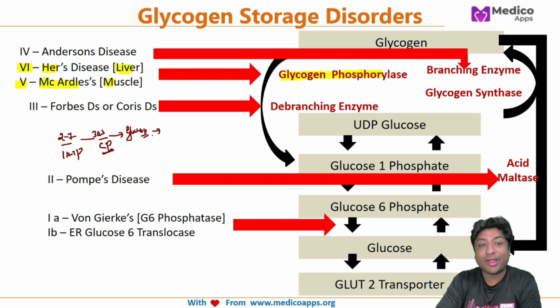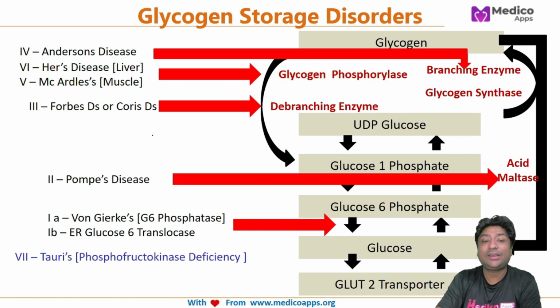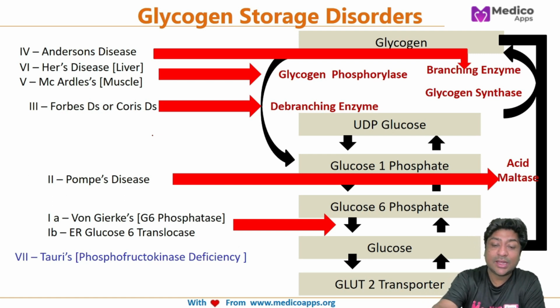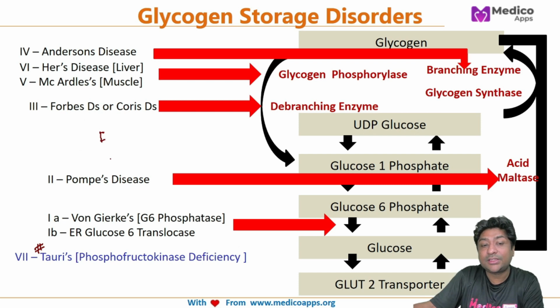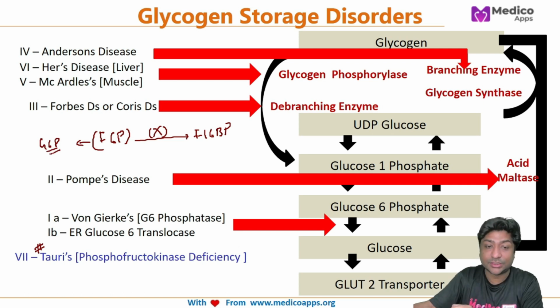So this is type 5 and type 6. Type 7 is basically Tarui disease, or phosphofructokinase deficiency. Now this again happens in the muscle. First, let's understand why Tarui disease presents as a glycogen storage disorder. You remember the function of phosphofructokinase: fructose 6 phosphate is converted into fructose 1,6 bisphosphate. So if this is slowed down, all the fructose 6 phosphate will get converted into glucose 6 phosphate, and this we know will stimulate glycogen synthesis. That is why Tarui will present as a glycogen storage disorder.